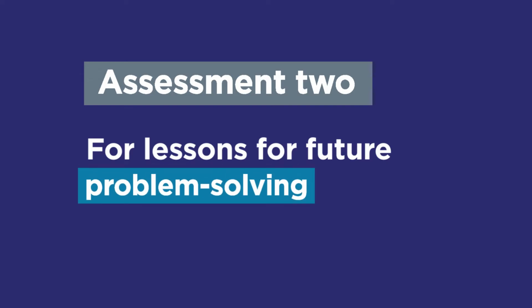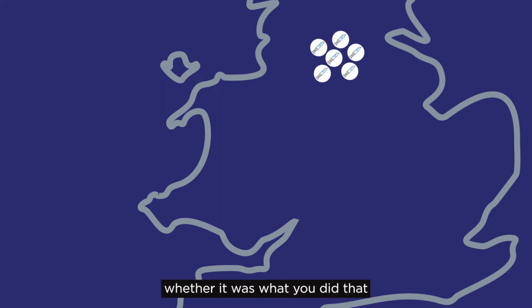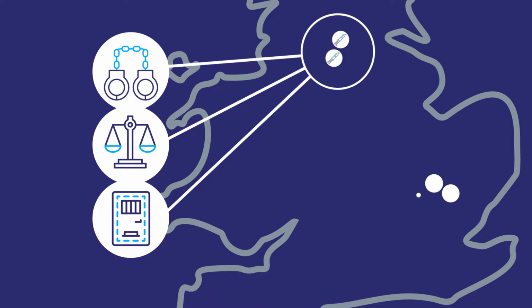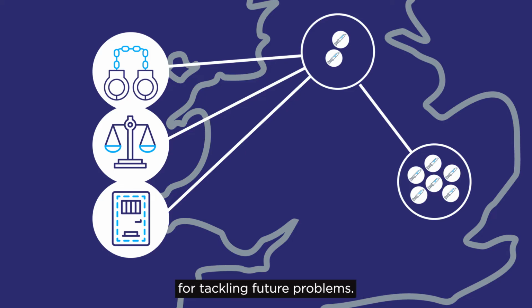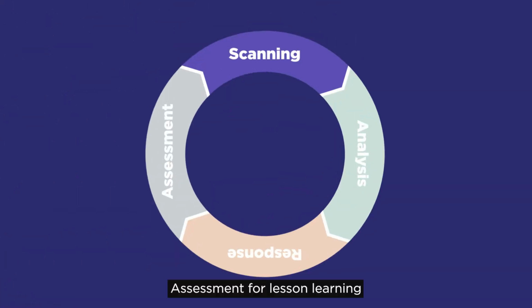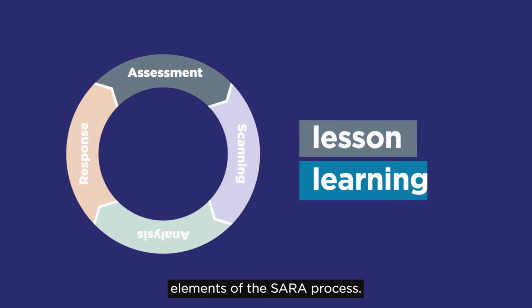Assessment 2. For lessons for future problem-solving. Knowing that your local crime problem has reduced is different from knowing whether it was what you did that was responsible for that reduction. Knowing that your response was responsible is crucial for working out what can usefully be learned for tackling future problems. Assessment for lesson learning is one of the most demanding elements of the SARA process.